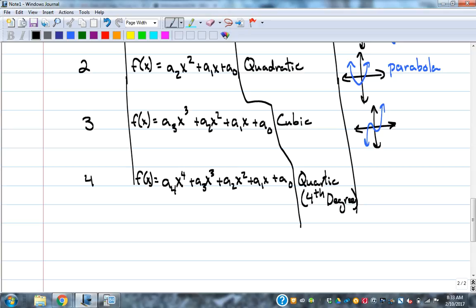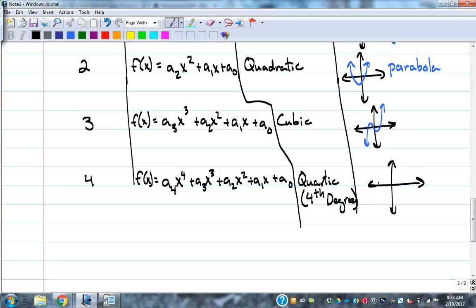I might not even call a cubic that. I might say it's a third degree polynomial. To me, that's more descriptive and maybe helps you understand a little bit more what we're dealing with. So the graph of that can vary quite a bit.